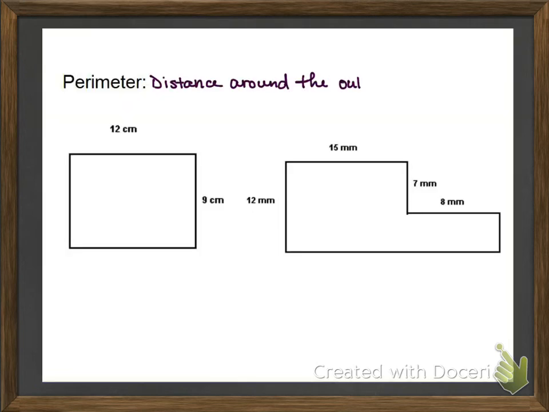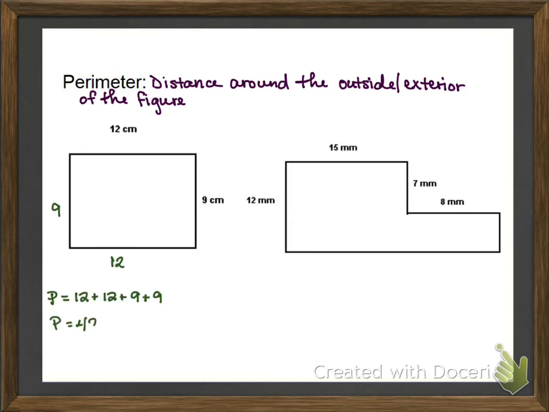So then perimeter. That is the distance around the outside, aka the exterior part of the figure. So for this first one, we have a rectangle. If our top side is 12, the bottom is 12. If one side is 9, the other is 9. Add those sides together, and we get 42 centimeters. Now with perimeter, our units are just what we started with.